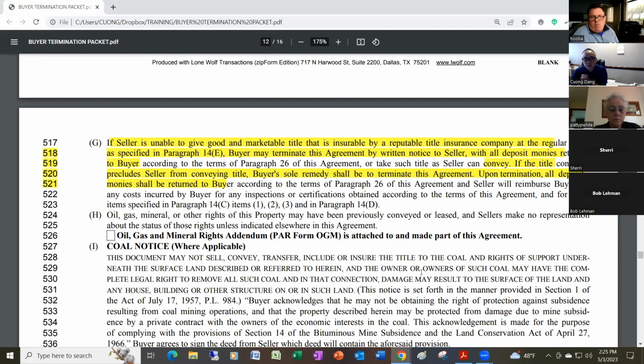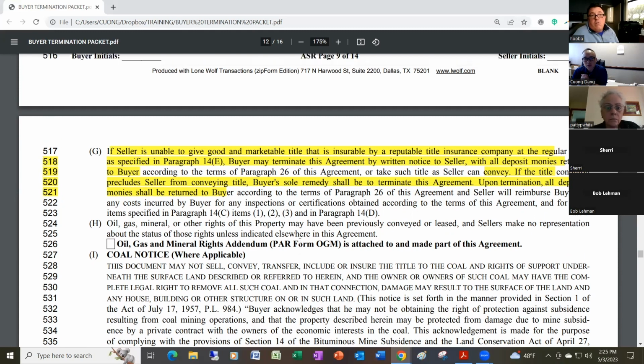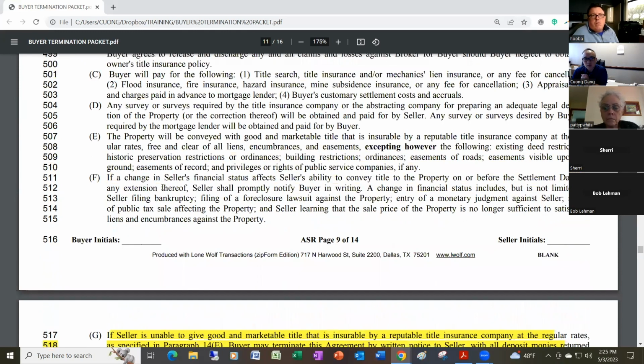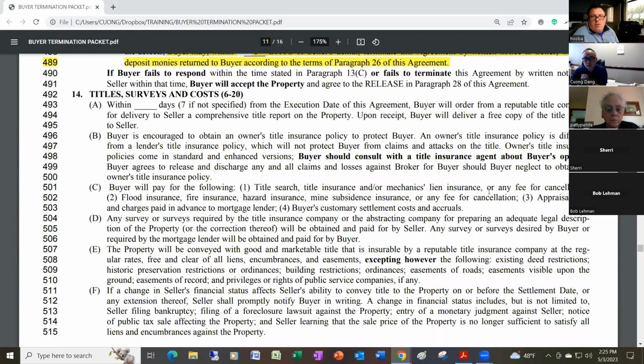And for those items specified in paragraphs 14C, items 1, 2, 3. So let's go to paragraphs 14C and D. Buyer will pay for the following: title search, title insurance, mechanics lien, flood insurance, fire insurance, hazard insurance, mine subsidence insurance, or any fee for cancellation, appraisal fees, and charges paid in advance to mortgage lender, and surveys. That's D. Yep, it's right there. It's spelled out for you, Matt.